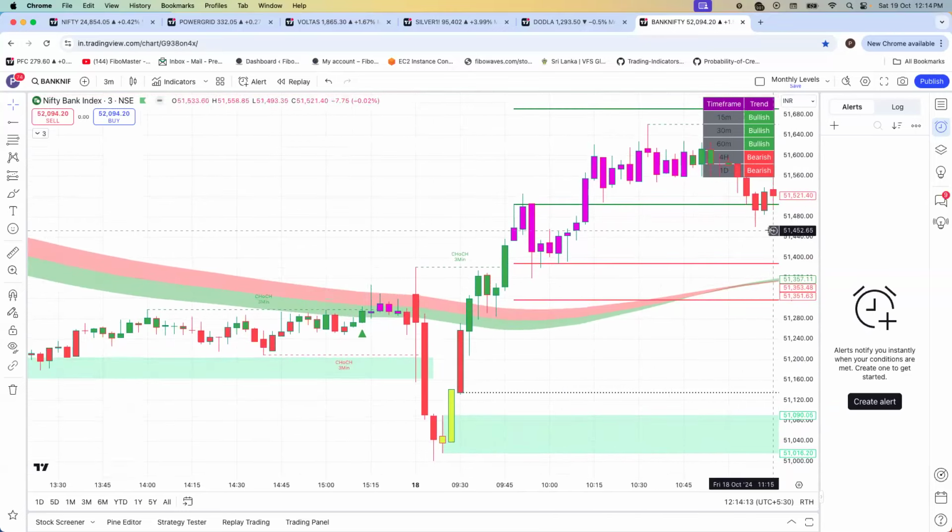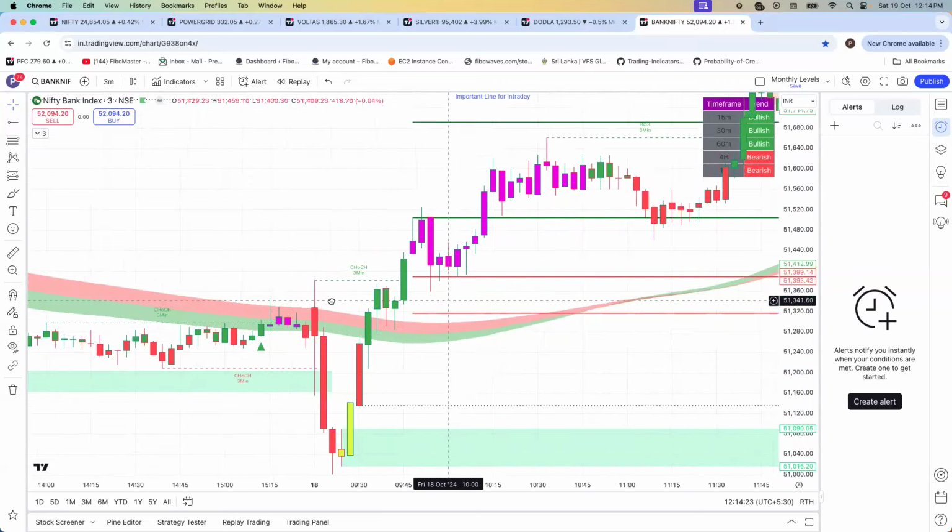Sir, I got only one candle. What should I do? Can I draw a zone? If you want to draw a zone on the one candle, you can take the body along. Draw it. Otherwise, don't do it.